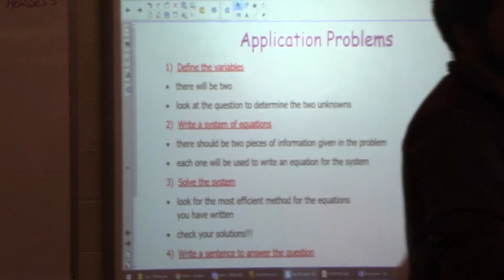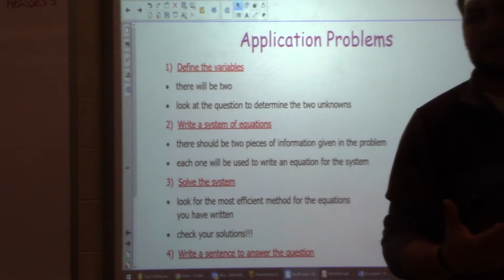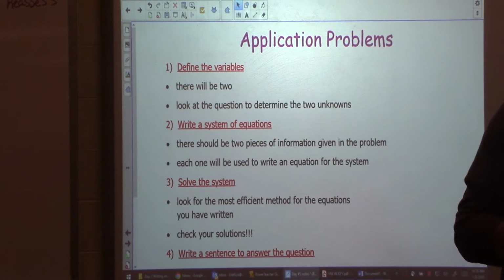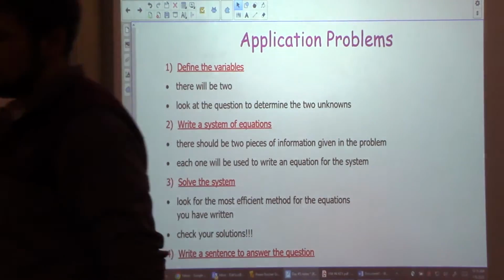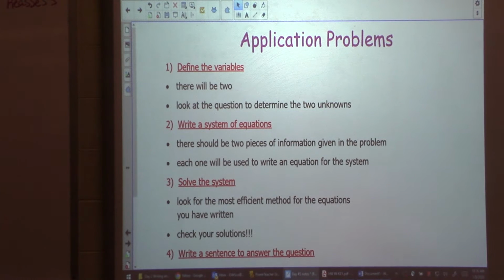Doesn't matter what variables you use, I really don't care. I'm going to use x and y 99% of the time. That's the way my brain is conditioned to work. If you want to use things that match the problem, go ahead and do that. But I'm going to use x and y.